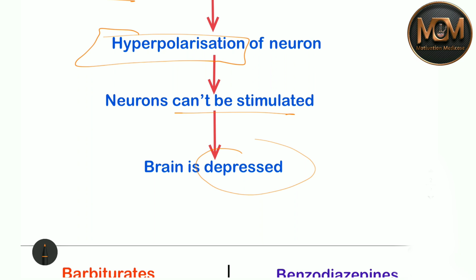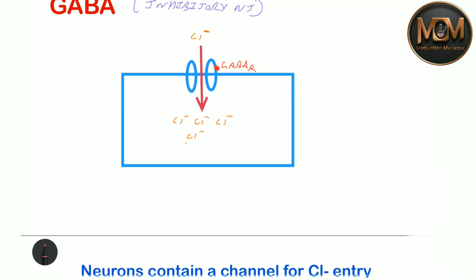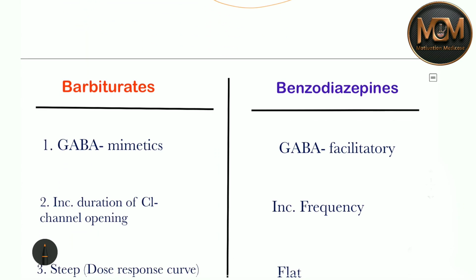This is the mechanism. Similarly to GABA, there are two more receptors present on the ion channel. The first is the barbiturate receptor, and the other one is the BZD, that is, benzodiazepine receptor. Let's see how they work, the barbiturates and the benzodiazepines.